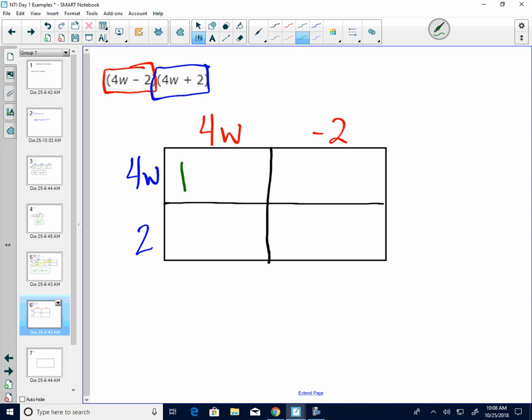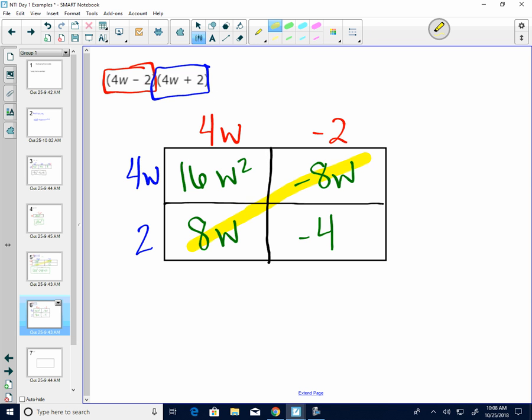4 times 4 is 16. W times W is W squared. 4 times 2 is 8, and then I have the W. 4 times a negative 2 is a negative 8, and I have the W. And then 2 times a negative 2 is a negative 4.